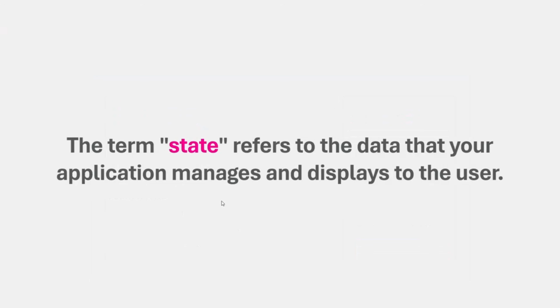All right. So to summarize, the term state refers to the data that your application manages and displays to the user. And whenever the value of the state changes, you might want to render that new value in the UI, or you might want to do something else in the UI based on the new value of the state. So for example, whenever the value of is loading state changes, we would render or hide the loading indicator in the UI.